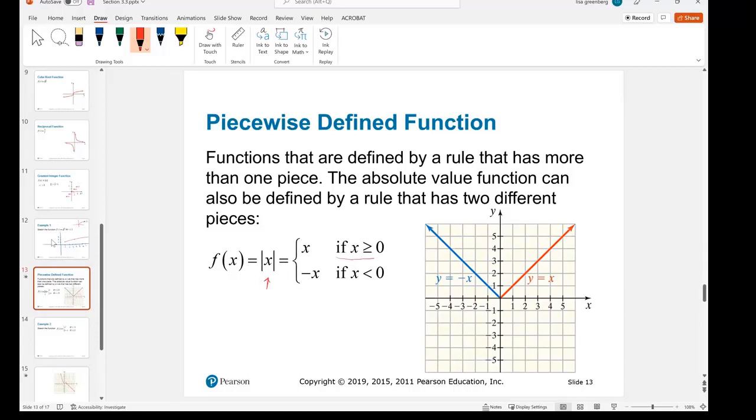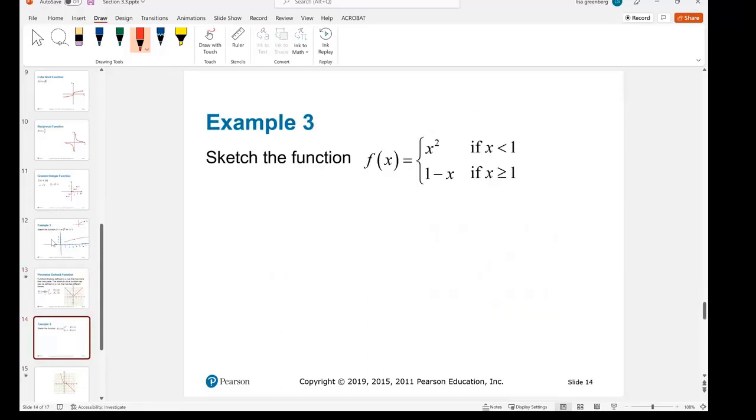So we read it like this. Here's my y value. If x is greater than or equal to 0, I say it's whatever x was. But if x is less than 0, then I say it's the negative of whatever x was. So let's do an example.